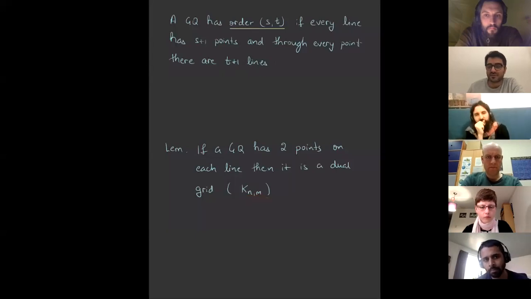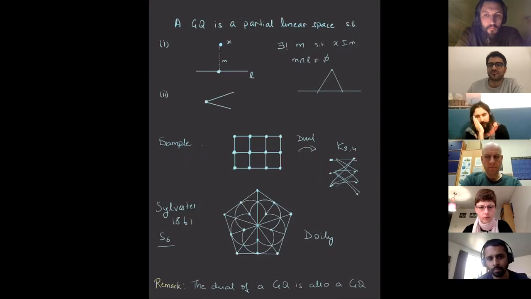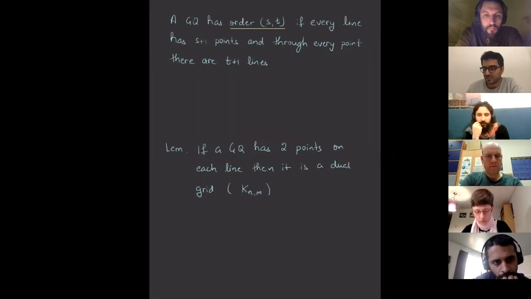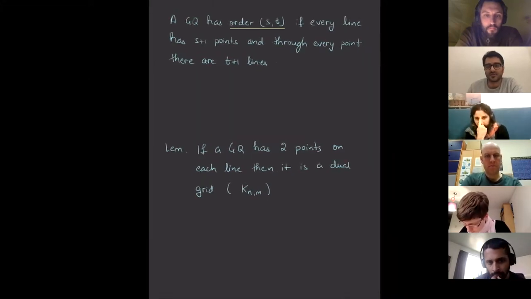Again, if you're seeing it for the first time, use the axiom and prove that if every line has exactly 2 points, so it's a graph satisfying these axioms, then it is the complete bipartite graph. And then dually also you can check that if through every point there is exactly 2 lines, then it has to be the grid. It has to be the other example.